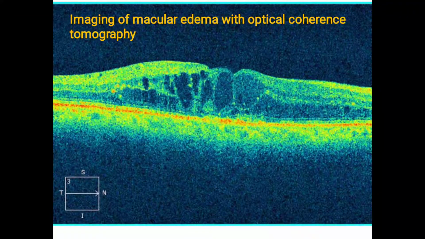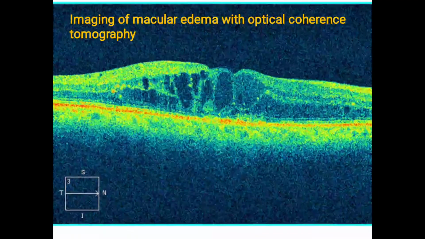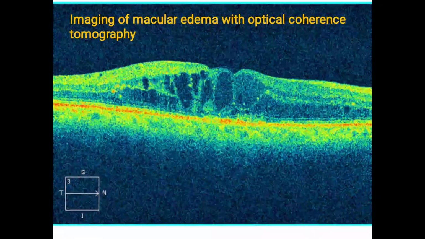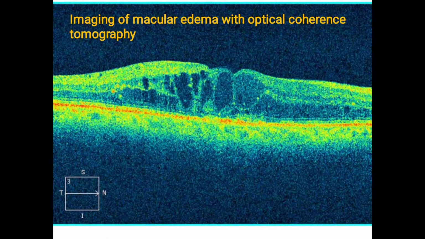If you do OCT of this patient, normally you can see a very clear depression in the center of the macula, that is the fovea, called the foveal contour. In this patient you cannot see the foveal contour, you cannot see where the fovea is, and instead you are seeing that the center of the macula is swollen and there are septi here and there and cystic spaces in the macula. This is indicative of macular edema.